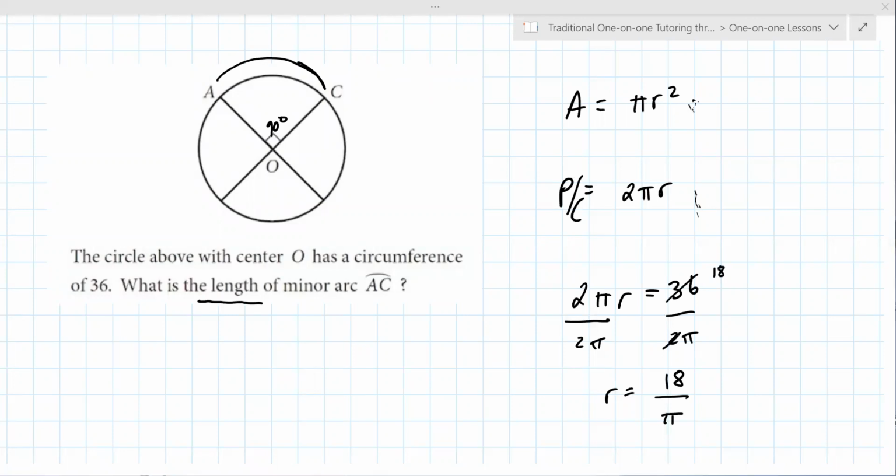I gotta find the pi button on this calculator. Oh, don't worry about that. You won't need it.